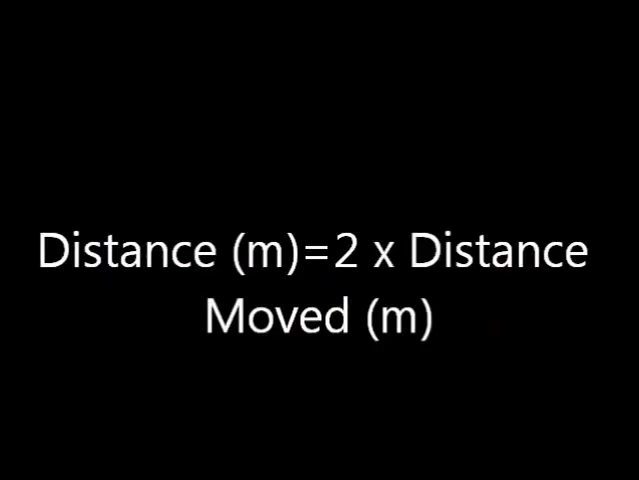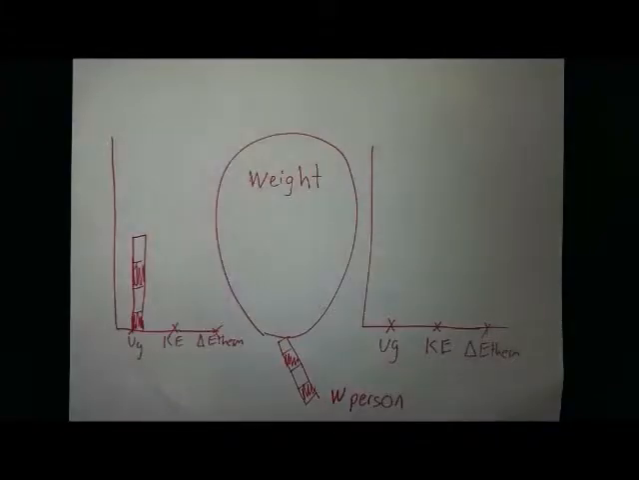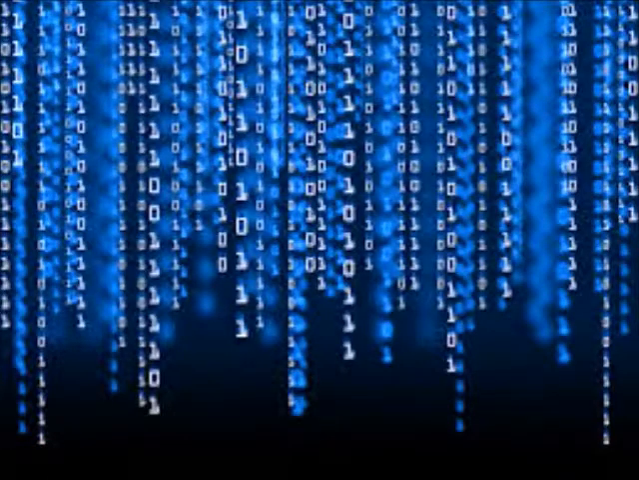And the distance is going to be the distance that it is moved times 2, because it moves both up and down. This energy bar chart basically shows that the work of the person would be the same as the work of the gravity of the weight. So now that that's out of the way, how about we start analyzing some data.